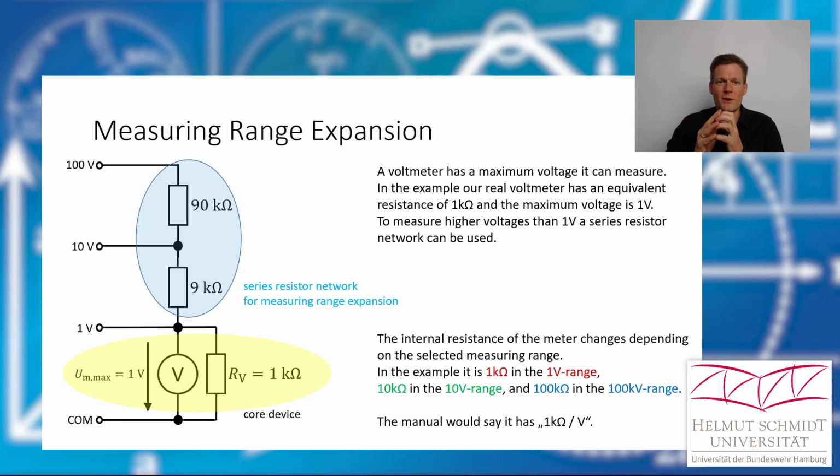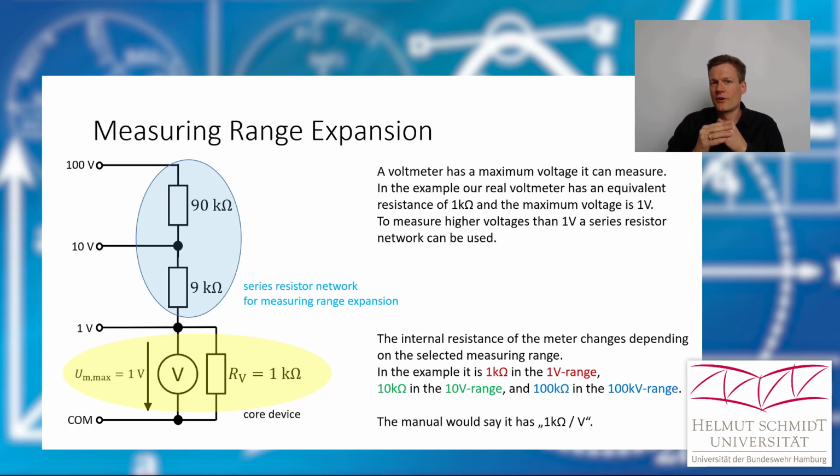So that means when we have the 10 volt measurement range, our device has an inner resistance of 10 kilo ohm. And at 100 volt measurement range, we have a series connection of all the three resistors there, and that means for the 100 volt measurement range we have 100 kilo ohm inner resistance.